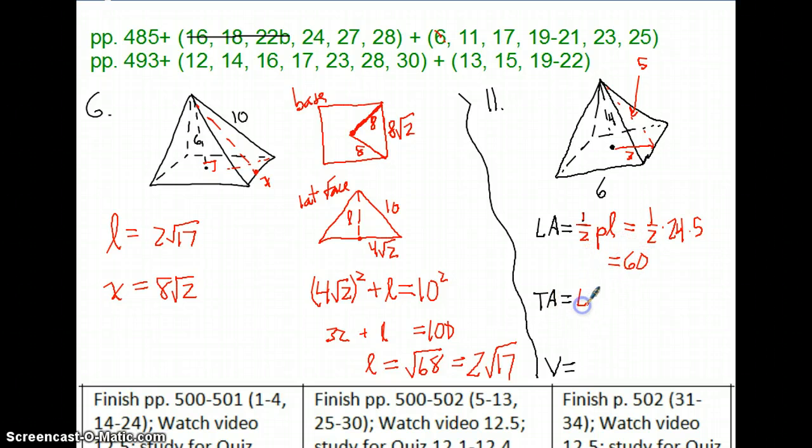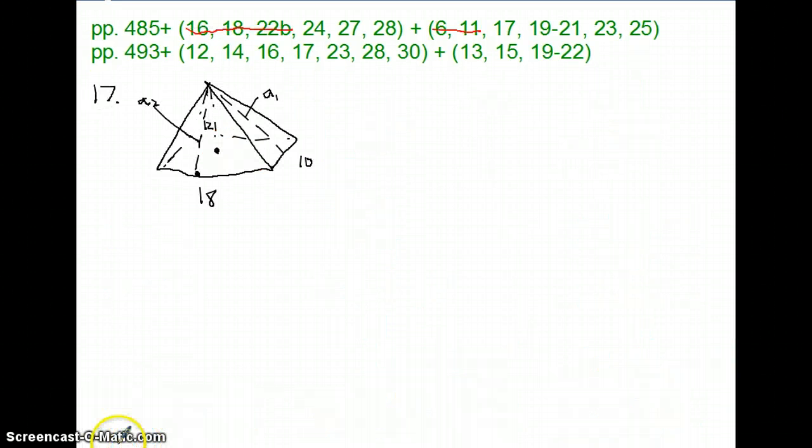Total area is lateral area plus a base, which is 60 plus the area of the base, which is just 36. So this is 96, and this is 1/3 times the area of that base times the height. Well, the area of the base I just figured out was 36, which is just 6 times 6, and the height they gave me is 4. So this is 48 cubic feet. Okay, nice. All right, this isn't a great drawing.